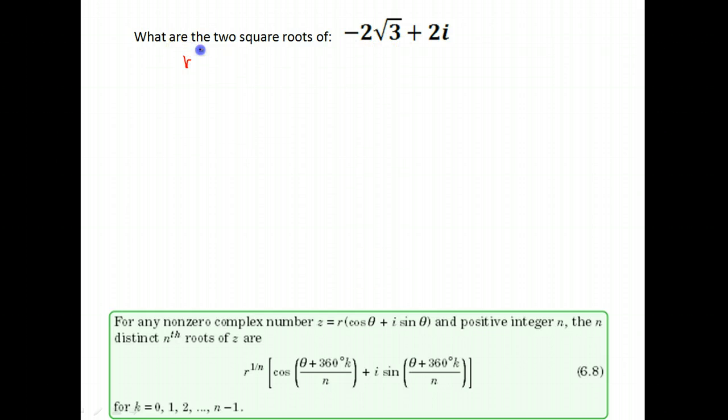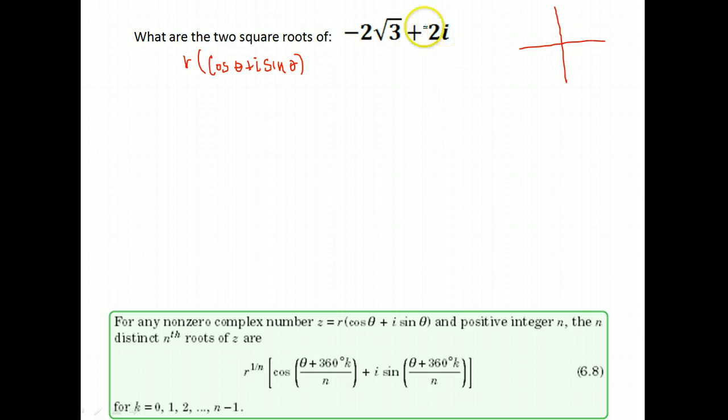In trigonometric form, it's written as r cosine theta plus i sine theta. For this value, we need to find theta and we need to find r, so we can write it in this form, and then we will be able to find its roots. The first thing I always like to do is graph where this number is located on the plane.